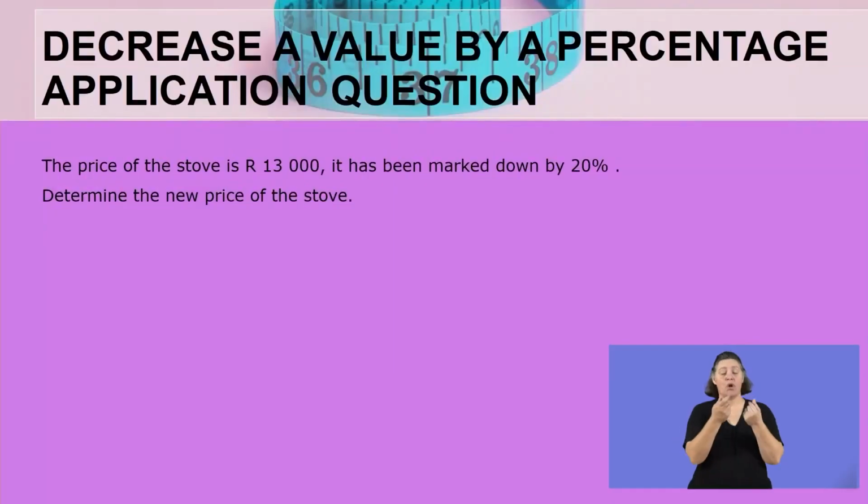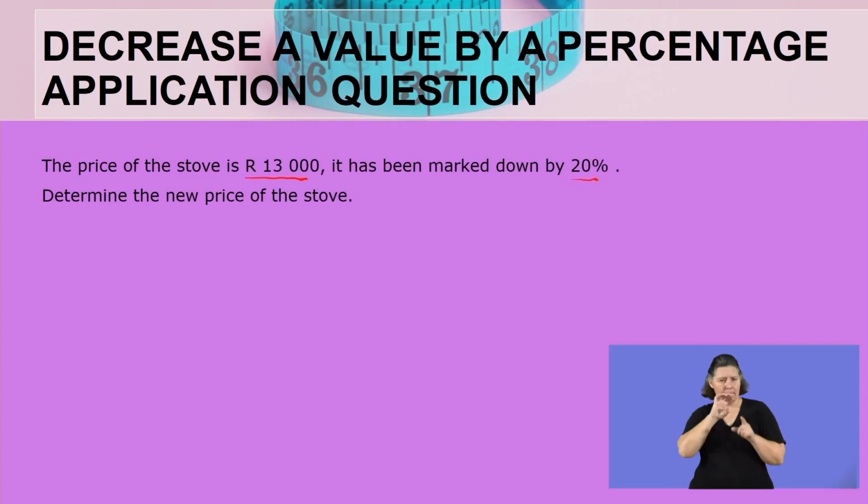Welcome back. Let us continue with the next activity. The price of a stove is 13,000 rand. It has been marked down by 20%. Determine the new price of the stove.